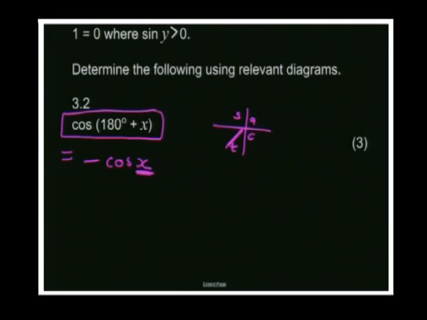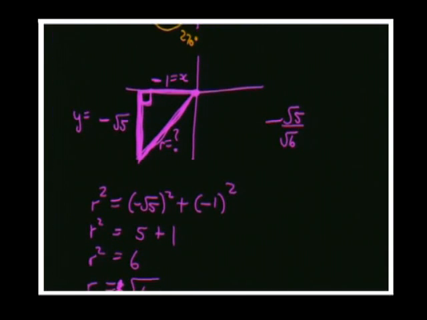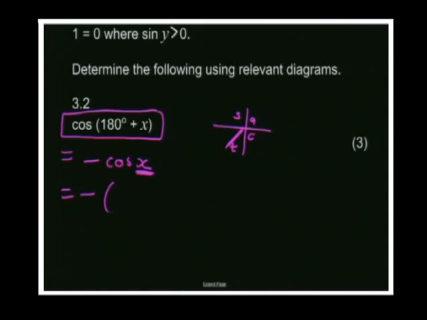And you want to look at your x diagram, so I'm going to go back to my question. My x diagram, there it is, and I want cos x, and cos is x over r. And my x here is negative 1, and my radius was square root 6. So I go back. I have negative 1 over square root 6. If I simplify that, I get 1 over square root 6. So again, you use the diagram for every single value that they want you to find.